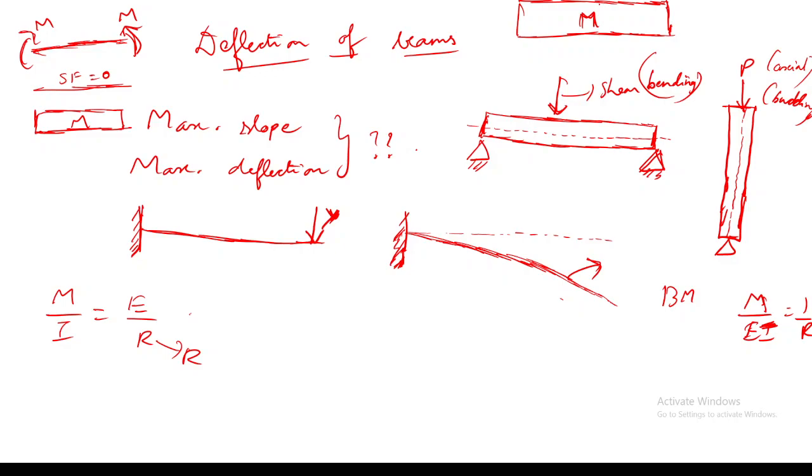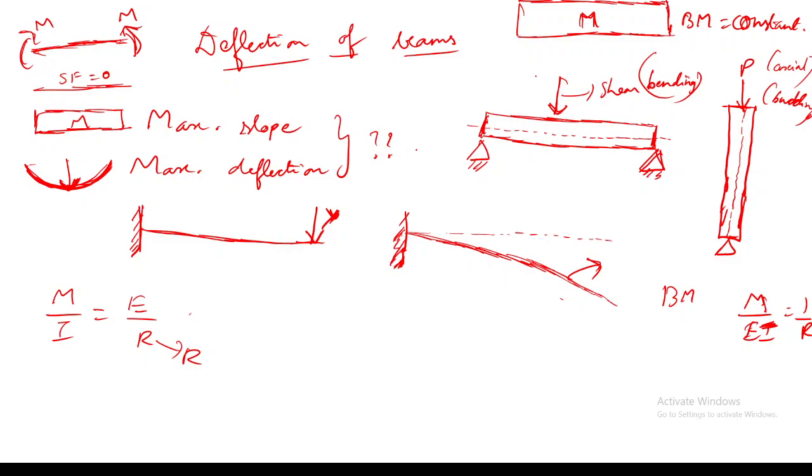See, when you are having the bending moment as constant, what will be the radius of curvature? Sir, parabola. No, see, you are having bending moment as constant, so the radius of curvature will also be constant, because it's a circular arc, right? When you are drawing like this, this beam will be bent something similar to this, and you will be having the radius of curvature as a circular arc, okay?